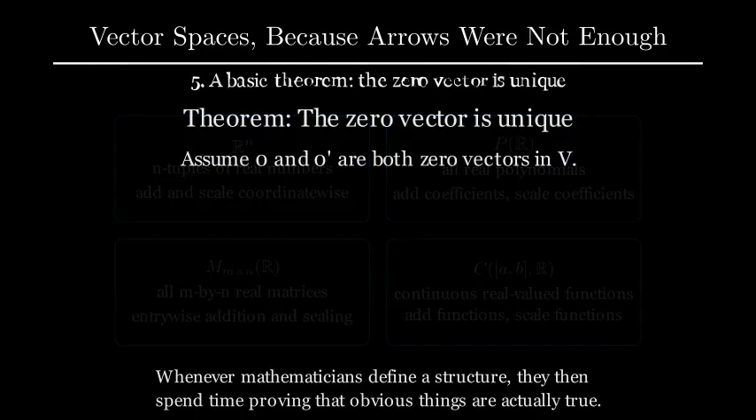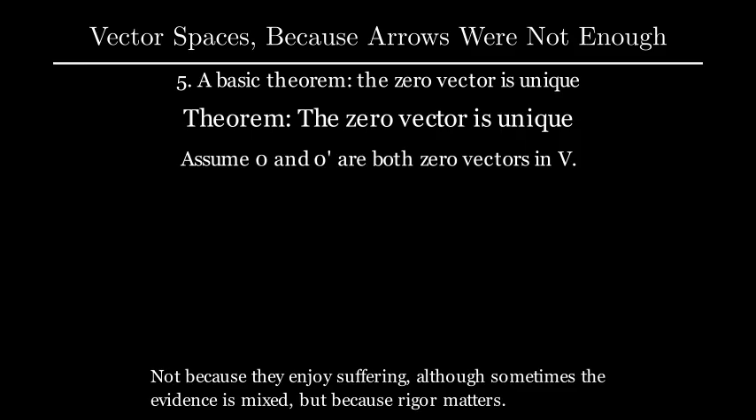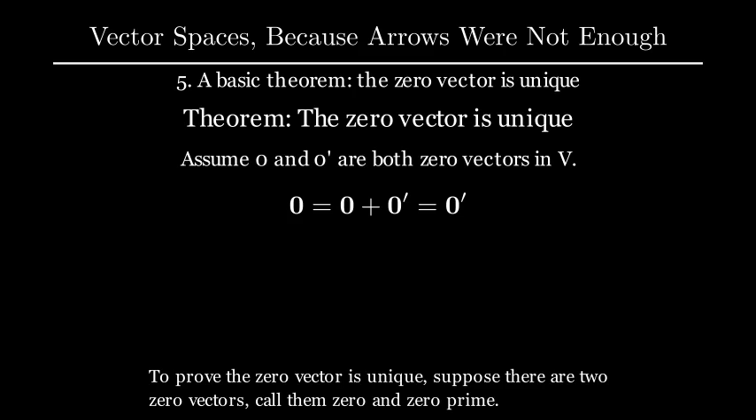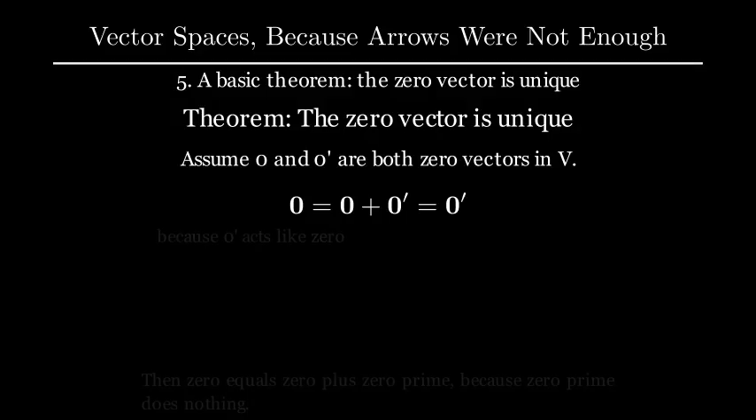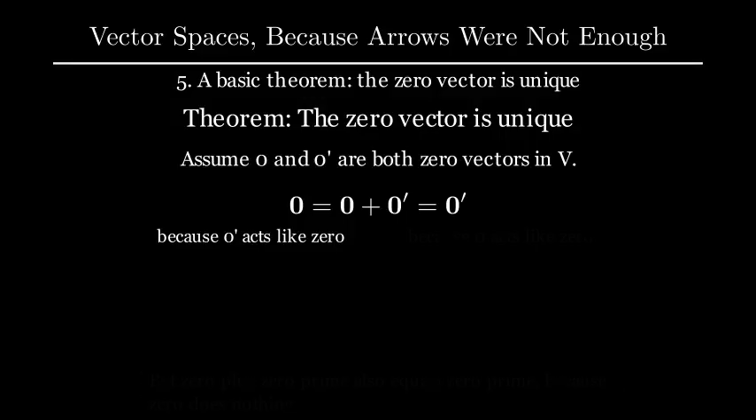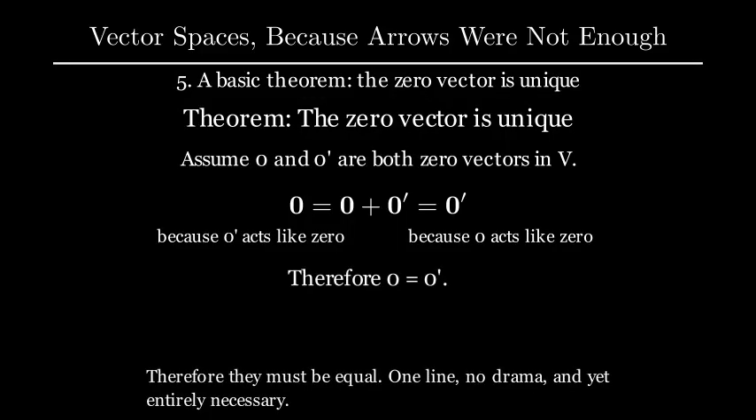Whenever mathematicians define a structure, they then spend time proving that obvious things are actually true. Not because they enjoy suffering, although sometimes the evidence is mixed, but because rigor matters. To prove the zero vector is unique, suppose there are 2 zero vectors. Call them 0 and 0 prime. Then 0 equals 0 plus 0 prime, because 0 prime does nothing. But 0 plus 0 prime also equals 0 prime, because 0 does nothing. Therefore they must be equal. One line, no drama, and yet entirely necessary.